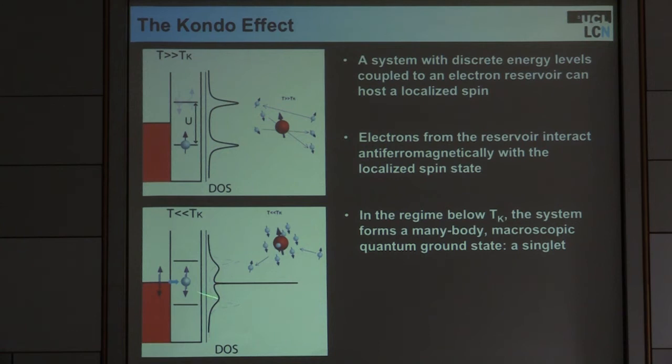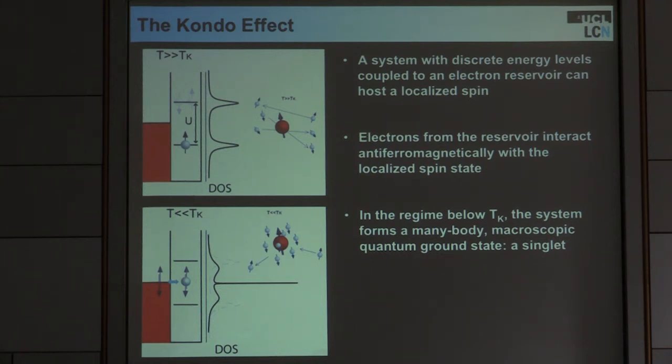Since this has to cost no energy, what it means is that you need to take an electron out of the metal with a certain spin and put it back in with the opposite spin, which means you need filled states and empty states with opposite spin orientations at the same energy. There's pretty much one place where that happens. That's at the Fermi energy.